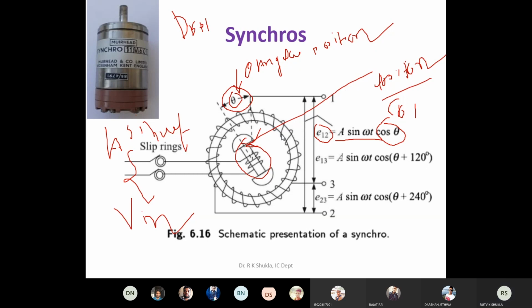Root 3 by 2. Yes, it is root 3 by 2. Root 3 by 2 means how much? Somewhere around 0.86. It is 0.86. Now in the same case, what is E23? A sin omega t cos of theta plus 240. What is cos 240?